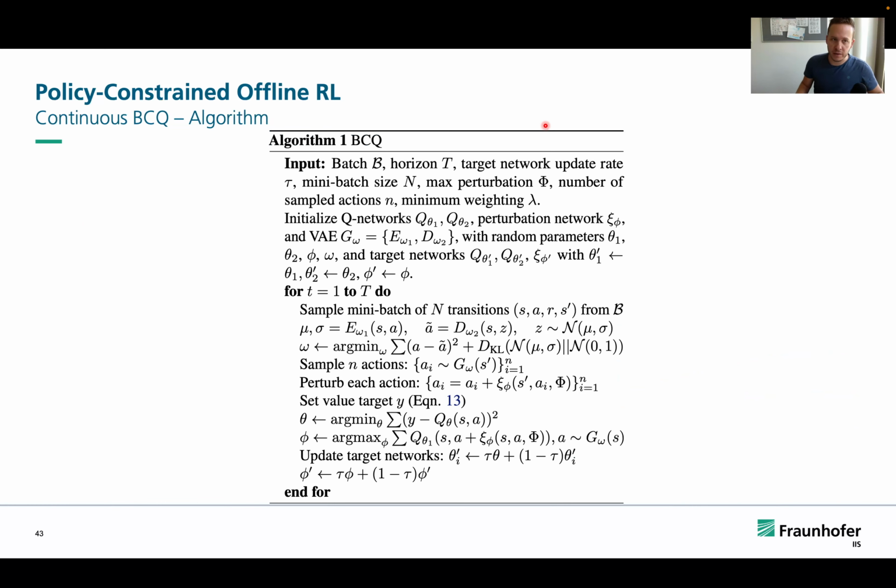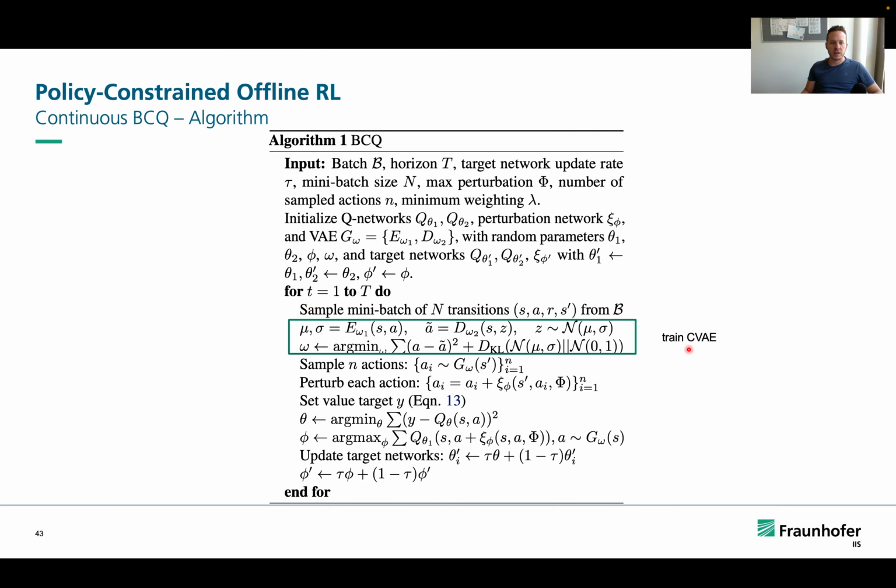So the input is the data batch, so it's our data buffer. We have horizon T, we run T iterations. We have target network update rates. We have a mini batch size, things that you know from supervised learning. We have Q networks, we have a perturbation network, and we have the variational autoencoder. We initialize them with random parameters, and also the target networks are initialized with random parameters. Then we start over in the iterations, beginning with sampling a mini batch from the data set, just like we do in supervised learning.